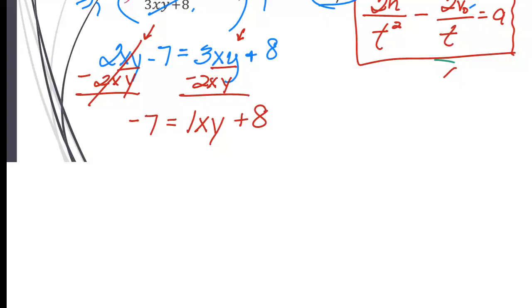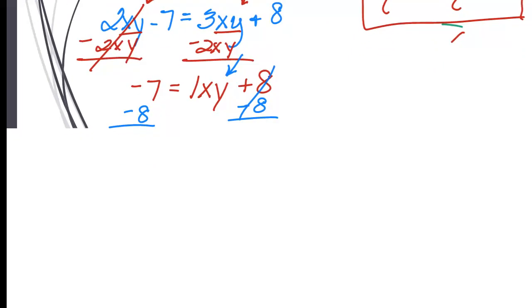Trying to solve for y. We've got this other stuff, 8, just hanging over there. What should I do with that 8? Divide. Now, is 8 being multiplied by something? It's being added. So I don't want to divide. I probably should subtract. So let's subtract 8. Subtract 8 over here. 8's cancel out. Negative 7 minus 8. Yes, negative 15 is equal to 1xy.